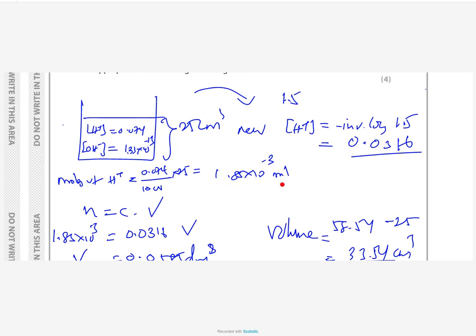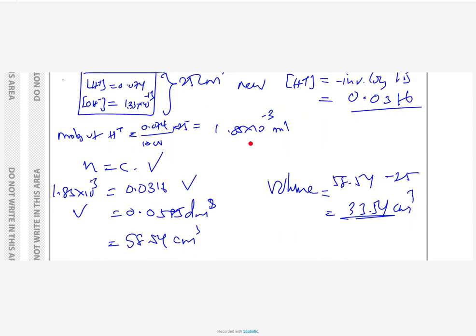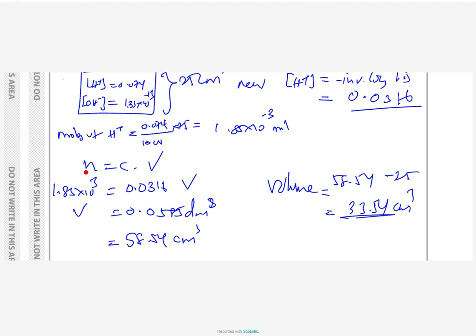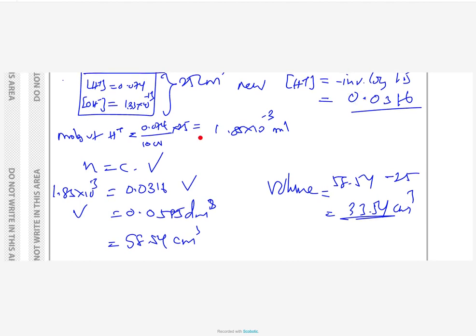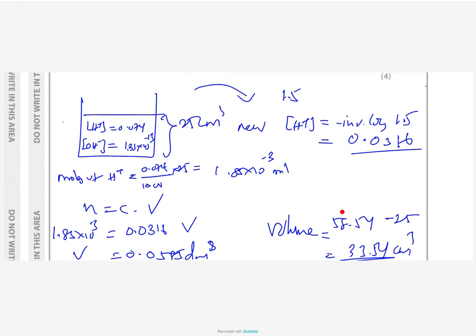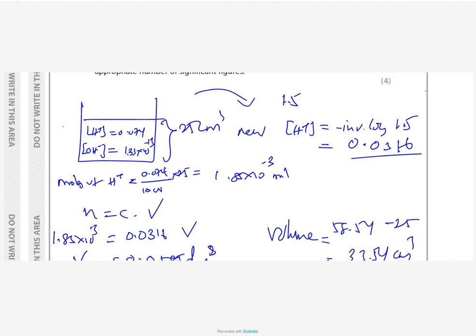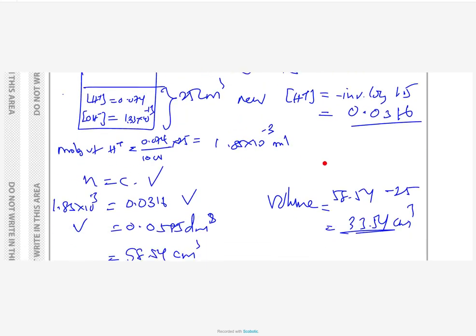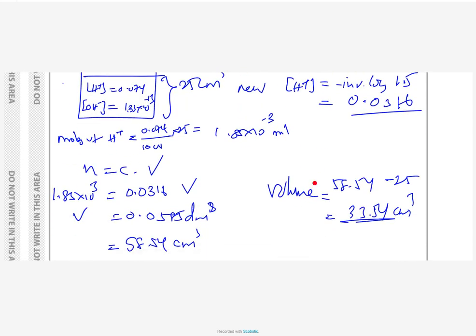Our H plus concentration is this. So the moles is this. You know the moles, n is known. We know the new concentration. We need to find the volume to bring that moles to this concentration. So volume should be 58.54. That means already we have 25. We need to add 33.54. Clear or not? If you are not clear, let me know. I'll explain again. Okay, great. All of you copied this? Those who haven't done it before?